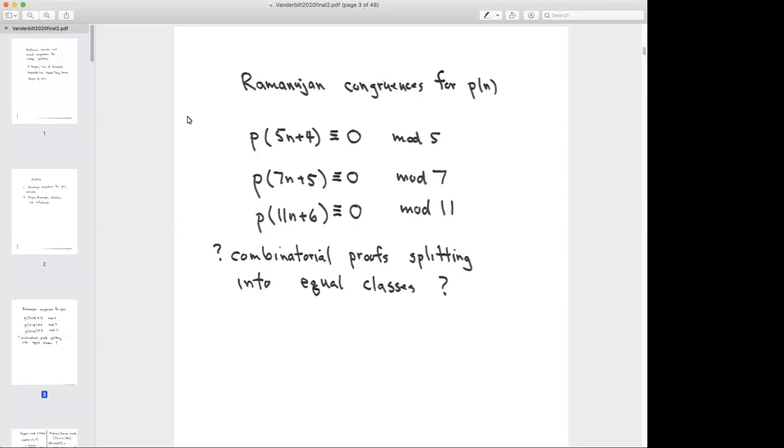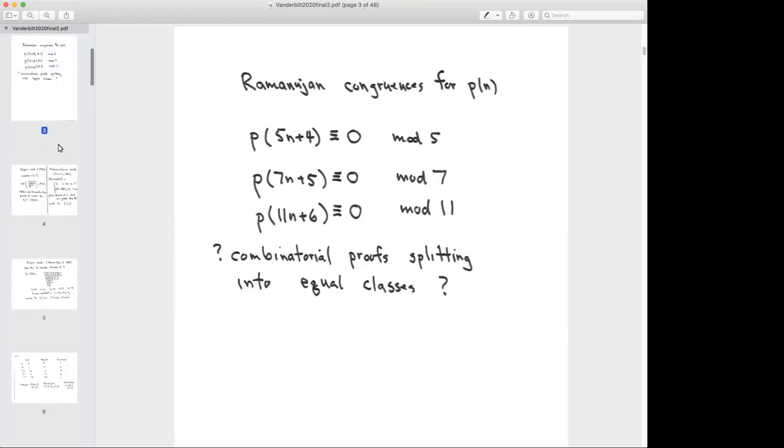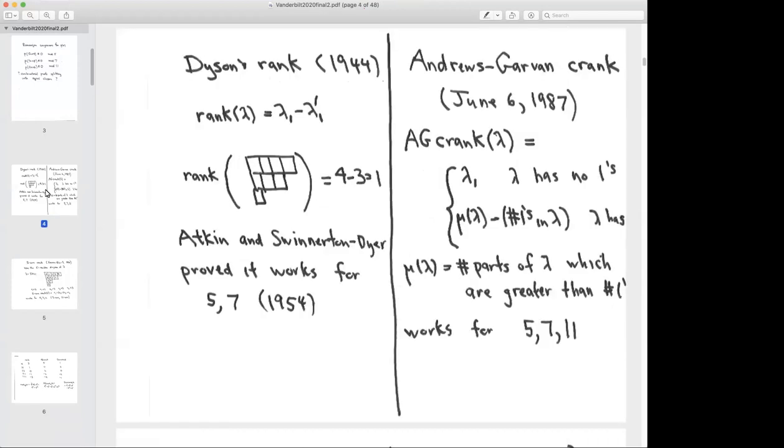Namely, what you'd like to do is to split the partitions of 5n+4 into 5 equal classes. That's what you'd like to do. And then what you'd like to do is to give explicit bijections between those 5 classes. You'd like to do that for 5, for 7, and for 11. That's the main goal. Any questions about the main goal? So here's some historical information about how that has been done.